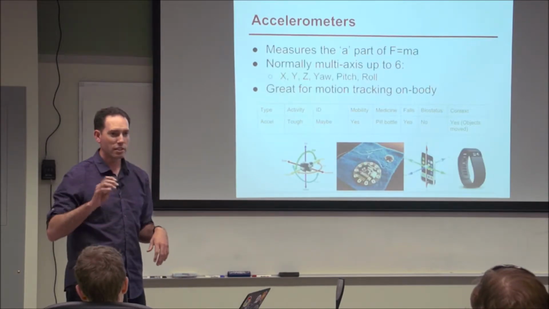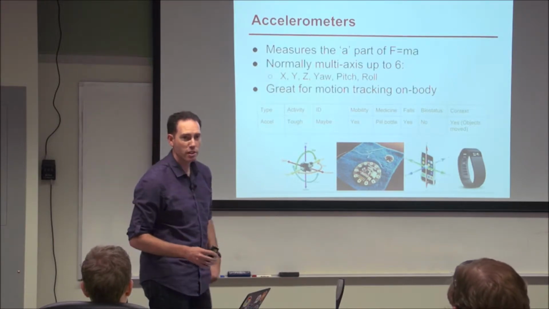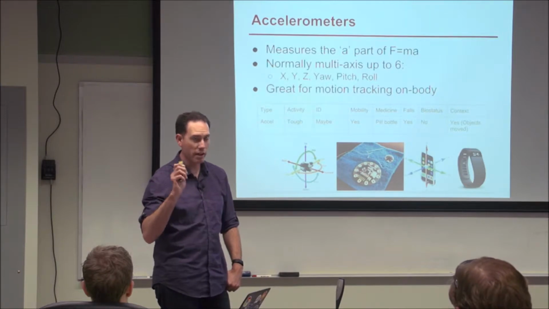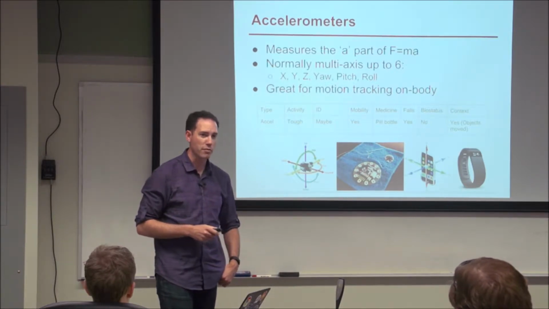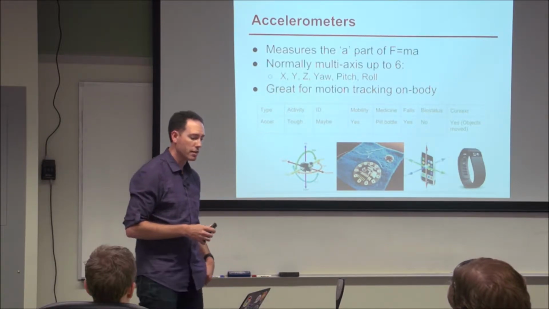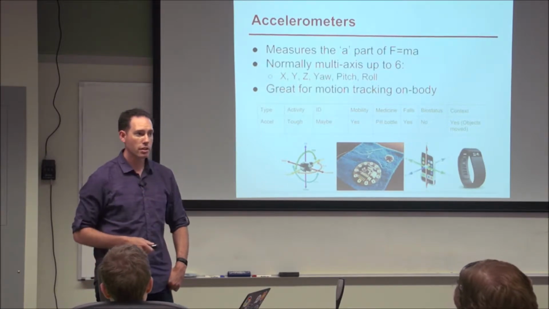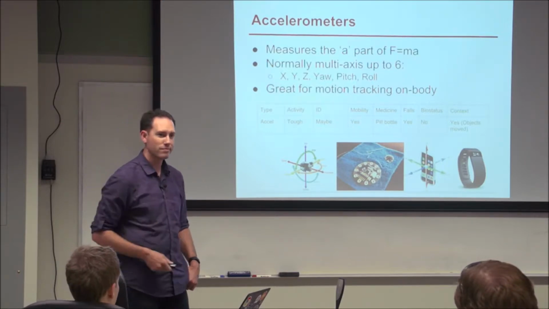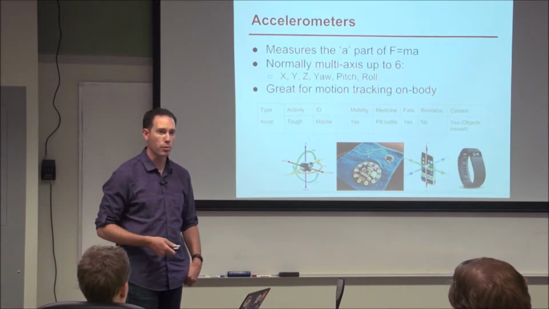Accelerometers. It's the A part in F equals MA, and there's a sensor for this. They usually give us both X, Y, and Z and yaw, pitch, and roll, depending on how much you spend on your sensor, but the difference is about 30 cents, so go for it. And they're great for on-body tracking. So our project's up in Spokane at St. Luke's. It's all about using accelerometers to interpret body movements and how people are moving around.